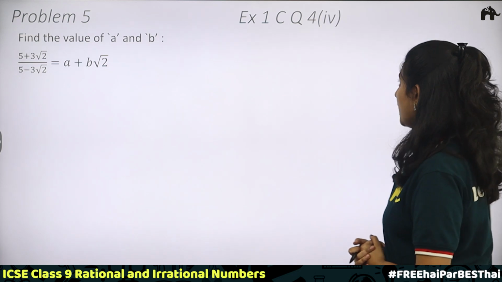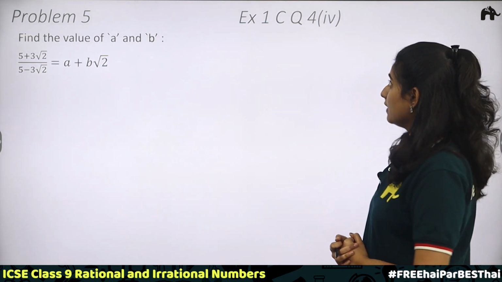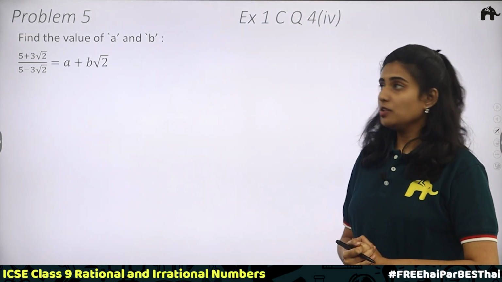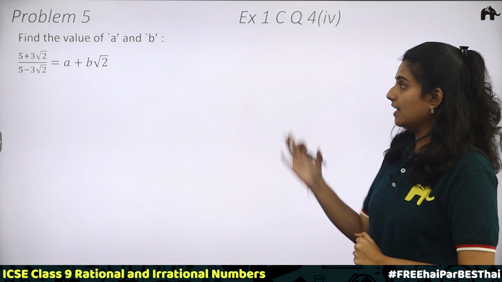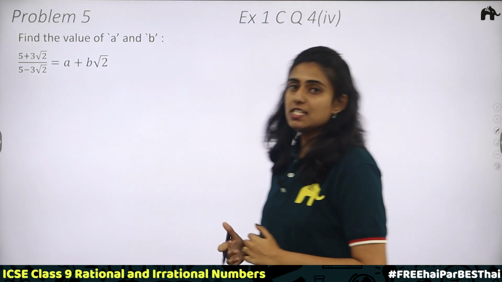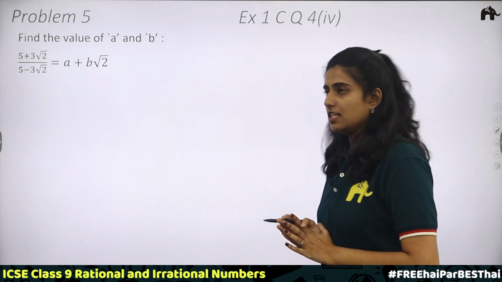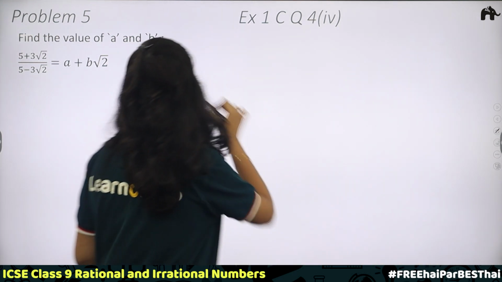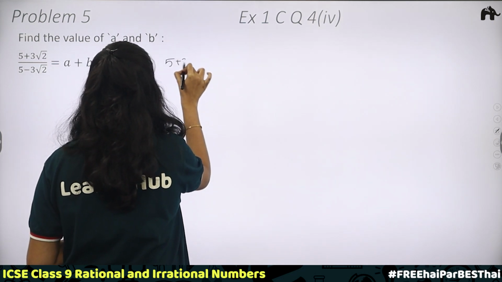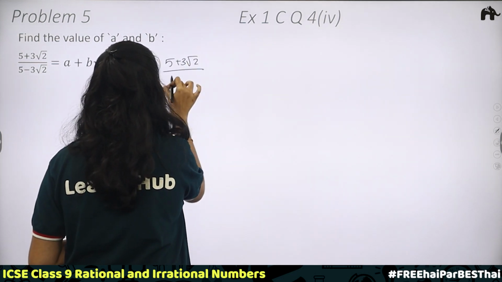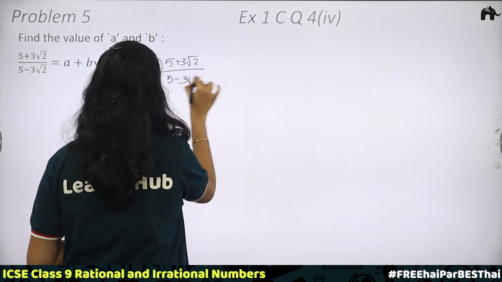Next, problem number 5. Question 4, sub-question 4 of exercise 1C. Find the value of A and B. Take the left hand side first. So here we have solved a similar question before. 5 plus 3 root 2 divided by 5 minus 3 root 2 we have in the left hand side. 5 plus 3 root 2 divided by 5 minus 3 root 2.